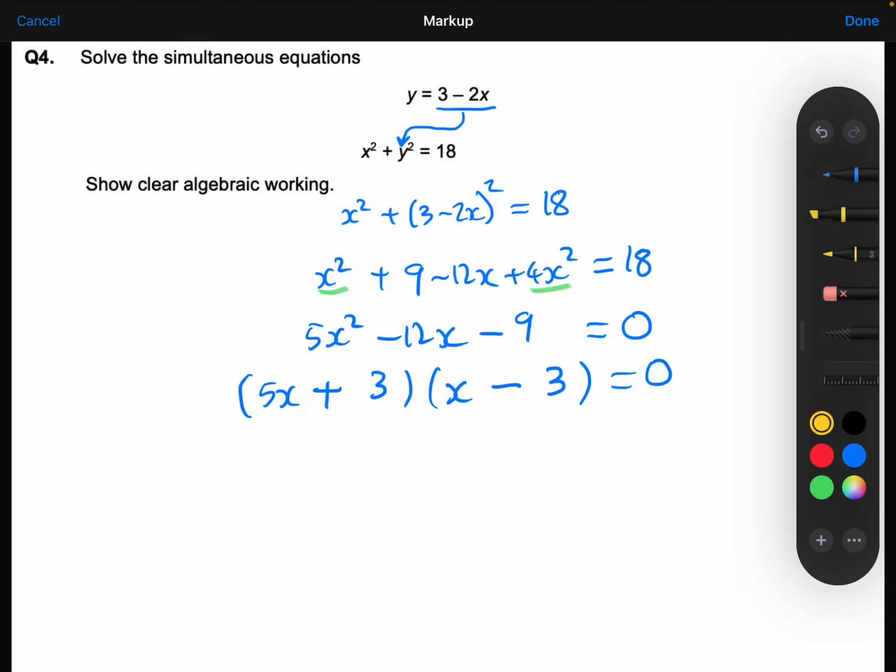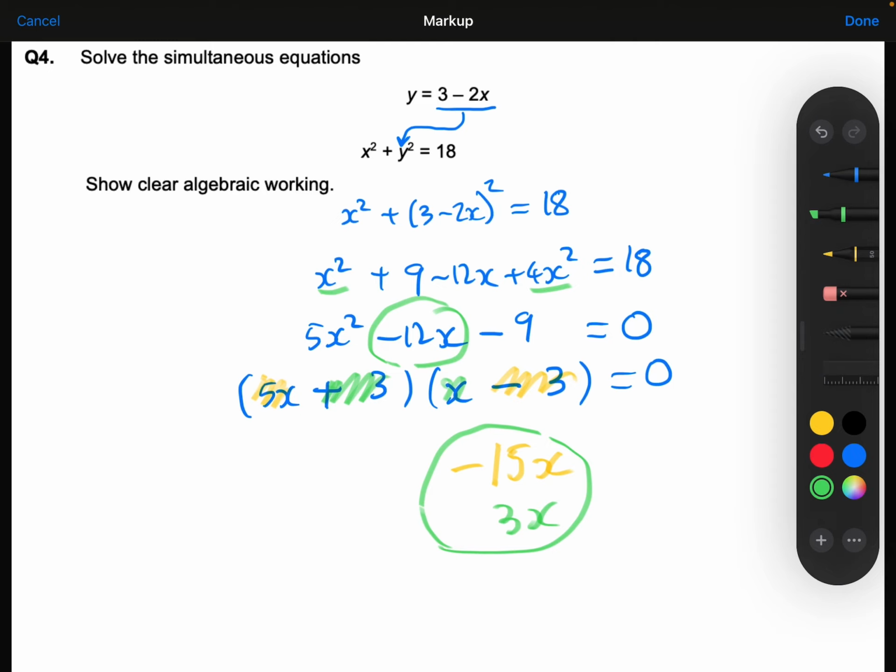And let me just check that. The 5x times the x gives 5x squared. That's good. The 3 times the minus 3 gives the minus 9. That's good. And then, crucially, the 5x times the minus 3 is minus 15x. And the 3 times the x is 3x. And when I put those together, I do get minus 12x. So I know I factorised that correctly.